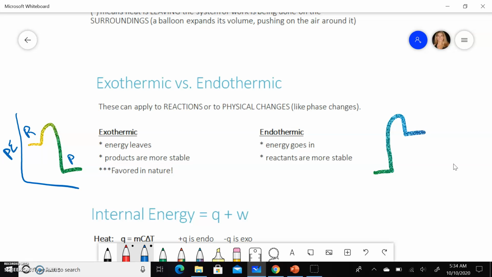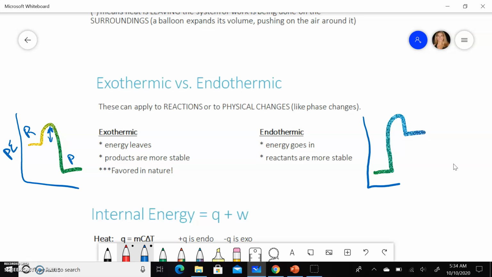Notice that for that one, the reactants have a higher energy and the products have a lower energy, which means that the products are more stable. And if you remember from first year chemistry, nature is trying to go towards stability most of the time. So a lot of times, if you ask why is something happening in nature, it's because things are trying to become more stable. So this one happens to be favored in nature because the products are more stable. Also, notice the energy that it takes to get over that hill, that's called the activation energy. You might remember that. The activation energy tends to be lower for exothermic.